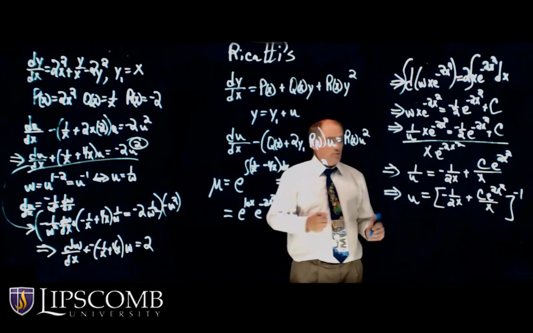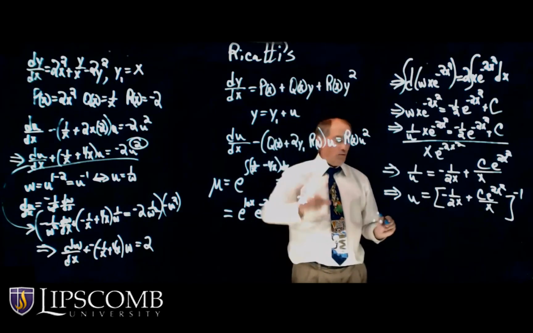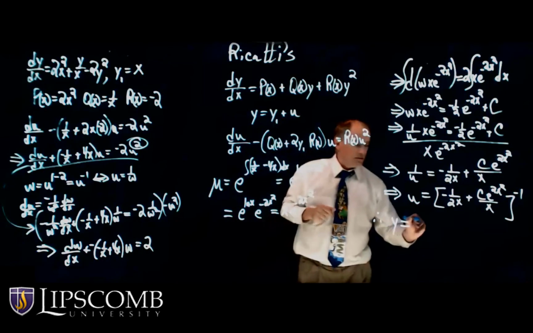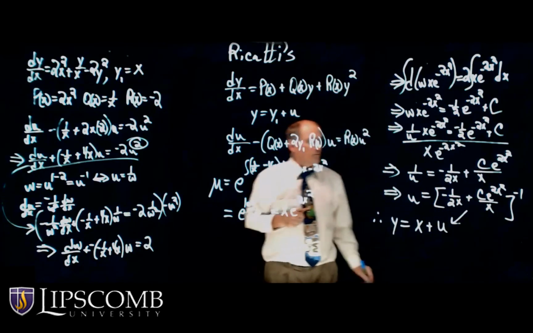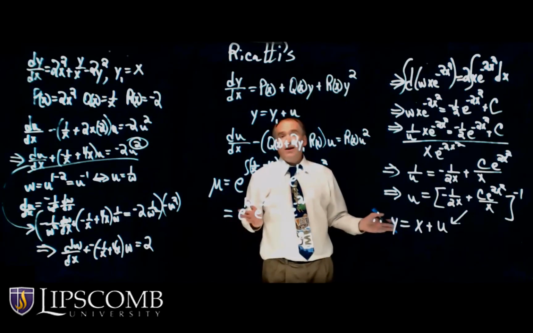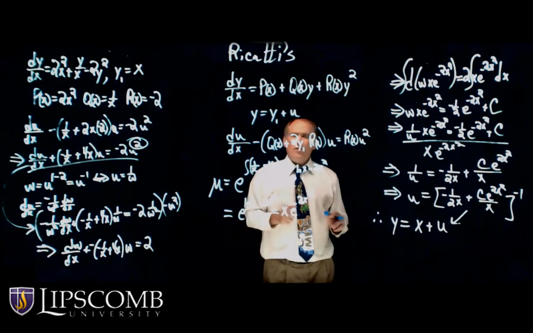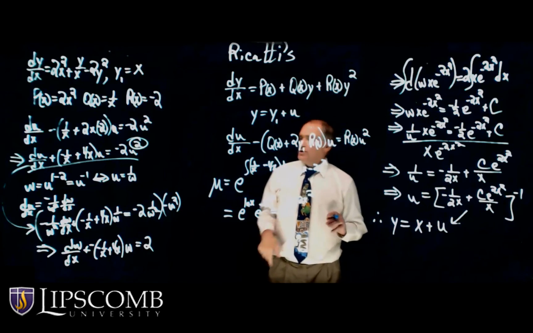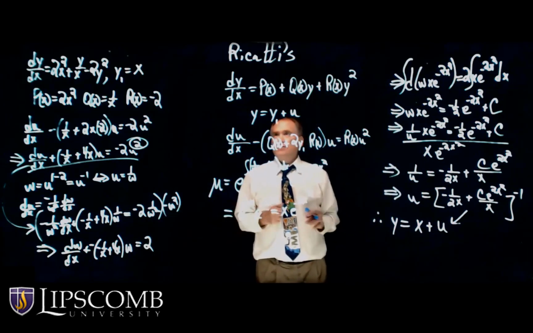So that's my u. So therefore, my solution, again, is y1. y1 was, in this case, x plus this u. And there we bring it down. So that is my solution. And it doesn't look nice, but that's my solution. That's Riccati's. Not quite as important as some of the other ones, but it did lead to Bernoulli's, which led to linear. So we have 3 methods in one.